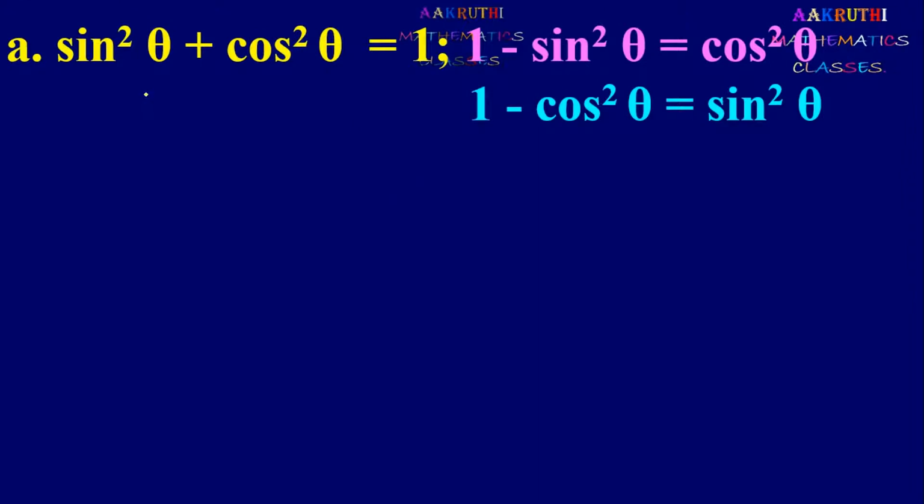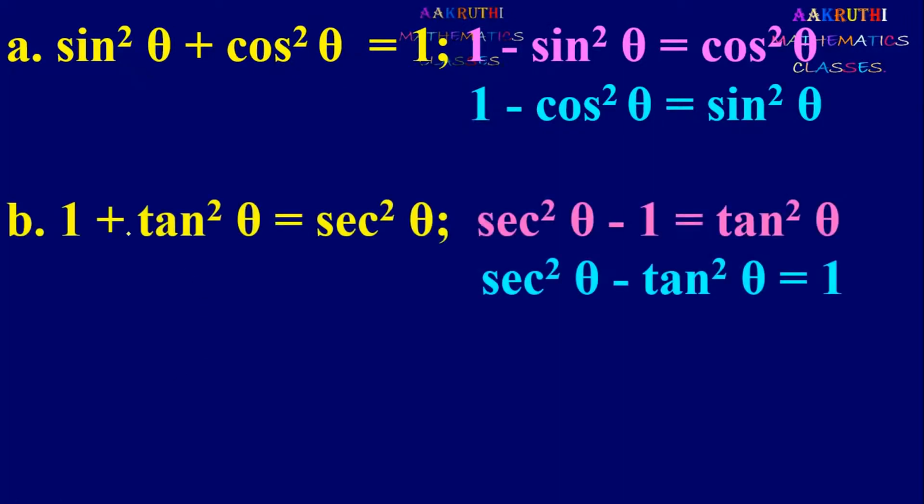So next it is identities. We have three important identities. First one, it is sin square theta plus cos square theta is 1. From this we can write, when we take sin square theta to this side, we get 1 minus sin square theta equal to cos square theta. Same type, when we take cos square theta to this side, we get 1 minus cos square theta equal to sin square theta. So these are relations between sin theta and cos theta.